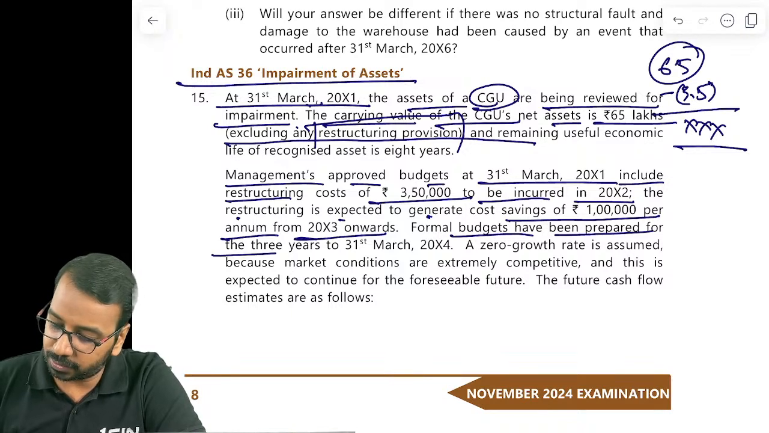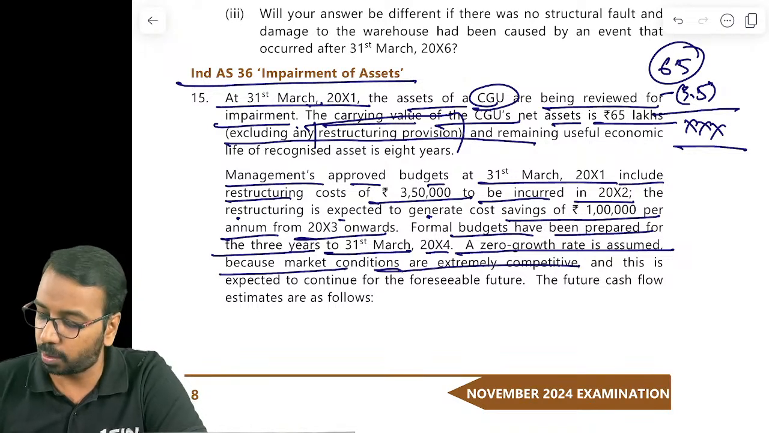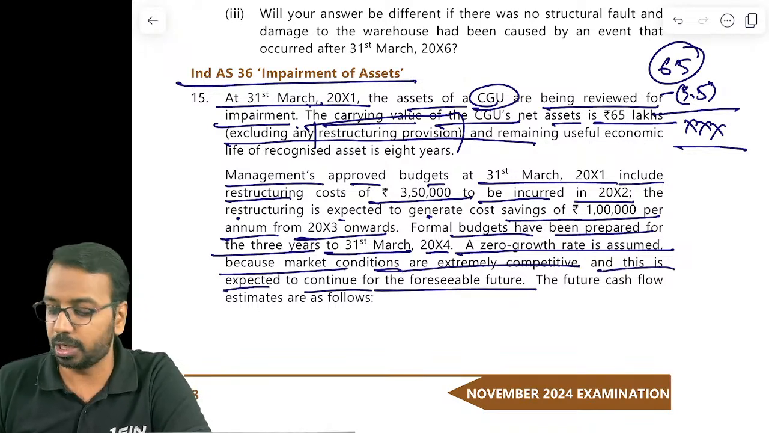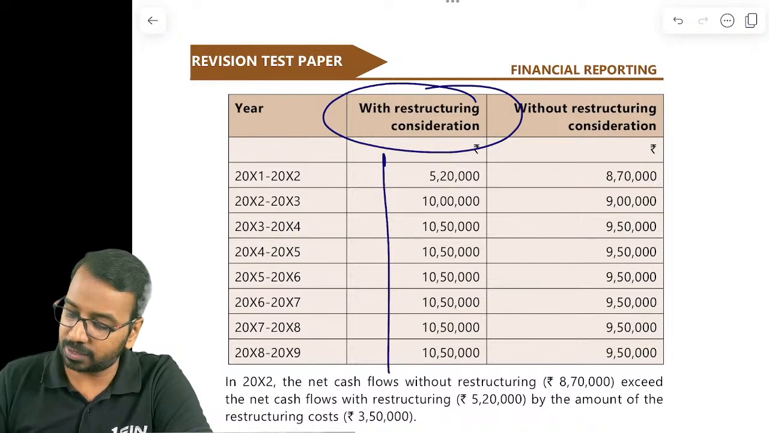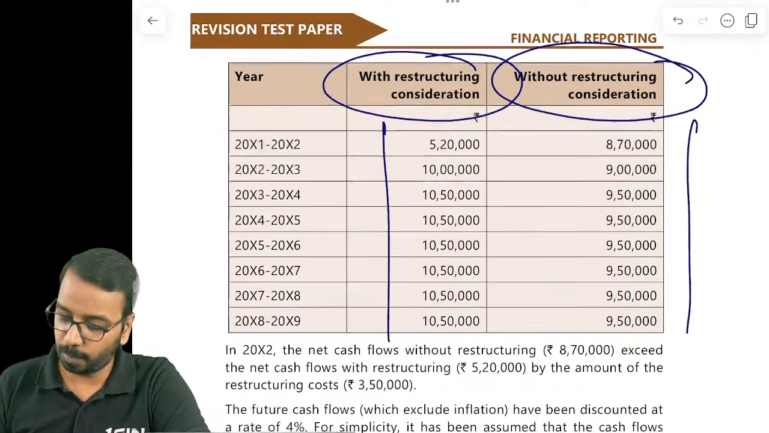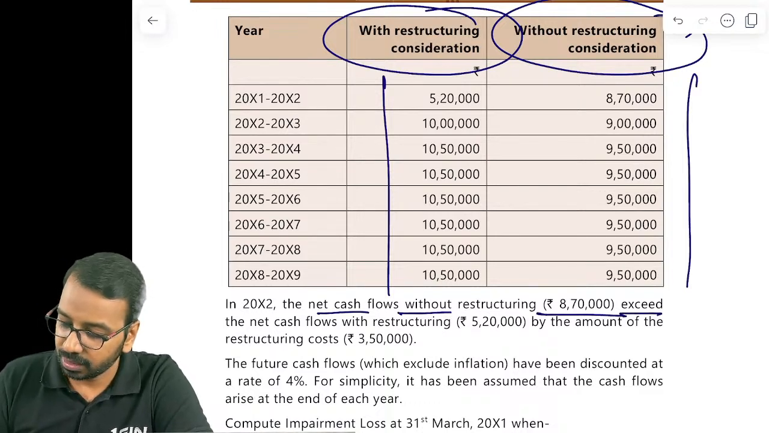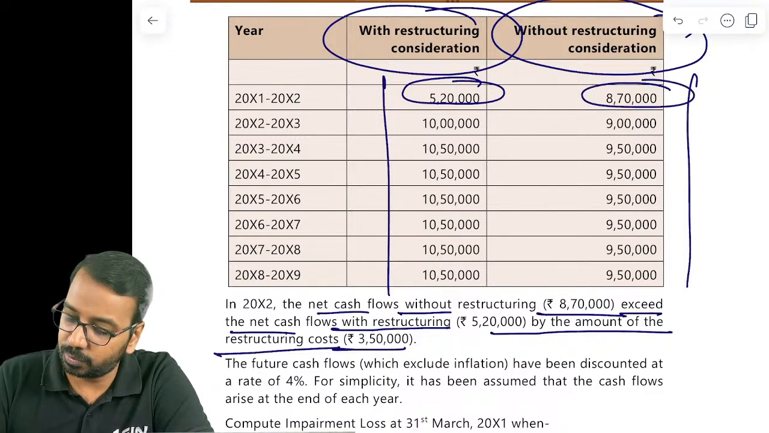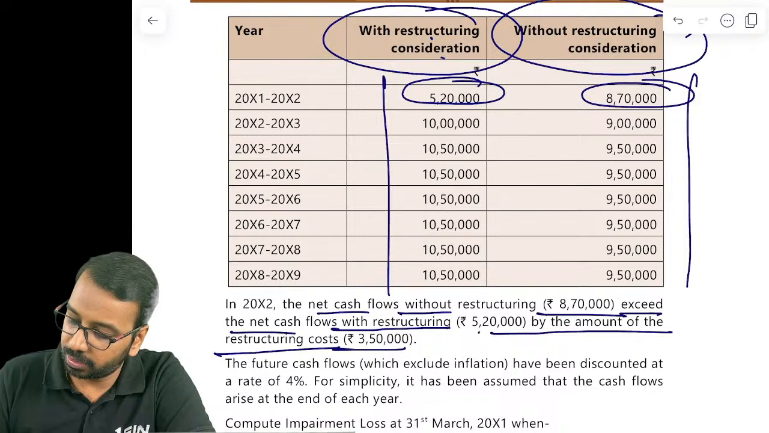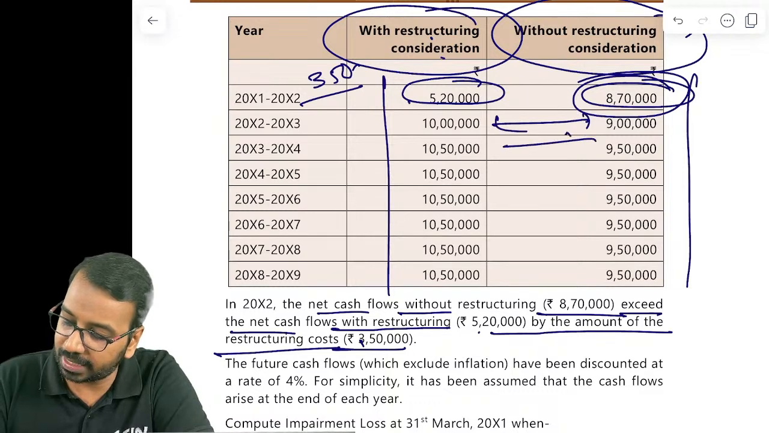Formal budgets have been prepared for the 3 years on 31st March year 4. A zero growth rate is assumed because the market conditions are extremely competitive, and this is expected to continue for the foreseeable future. The future cash flow estimates are as follows. So if you restructure, this is the cash flow. Without restructuring, this is the cash flow. In year 2, the net cash flows without restructuring, 870, exceed the net cash flows with restructuring by the amount of the restructuring cost 350. So basically 520 with restructuring, because you are incurring 350, so 520 plus 350 becomes 870. After that, there is a difference of 1 lakh 50 here.